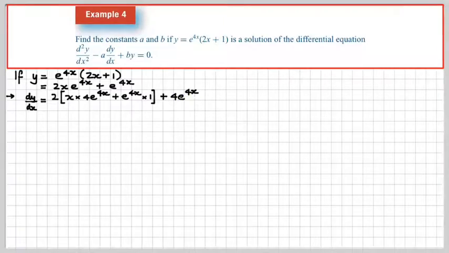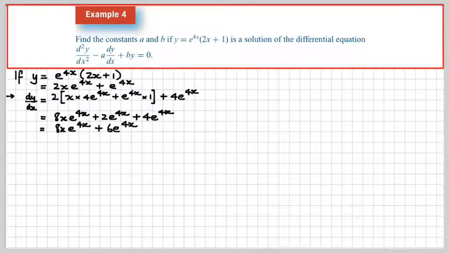That's all right. I think we better multiply all that out and collect our like terms. So what's that? It's 8x e to the 4x plus 2 e to the 4x, that's right, plus another 4. So these two are going to combine, right? That gets us that. Now that's a bit easier, isn't it?